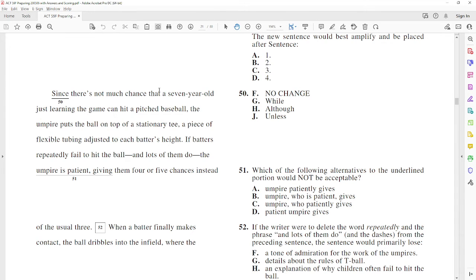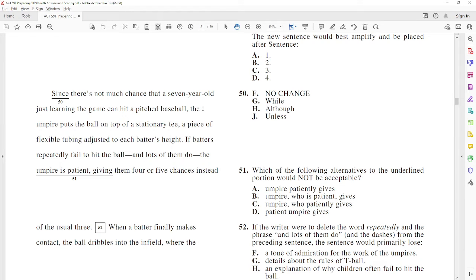Well, this is kind of a backwards one. The thing that's connected is the umpire puts the ball on a tee. Connected to, there's not much chance that a 7-year-old just learning the game can hit a pitched baseball. All right, what kind of relationship is that? Well, the umpire puts the ball on a tee because there's not much chance that a 7-year-old just learning the game can hit a pitched baseball.